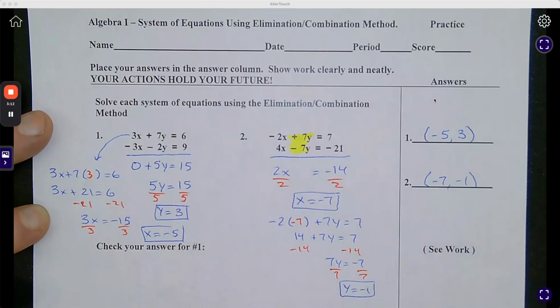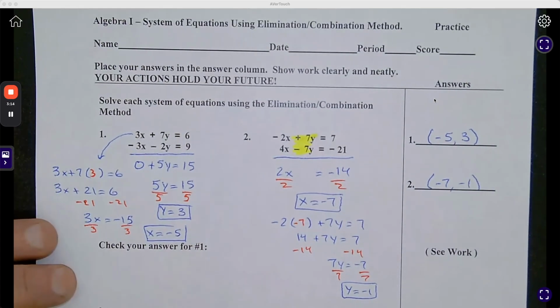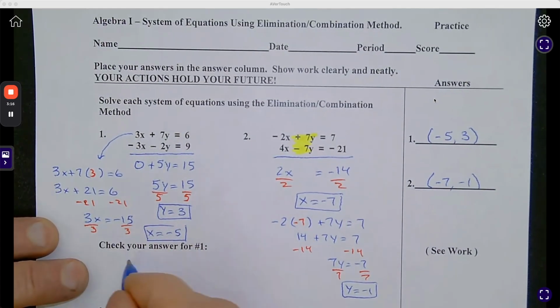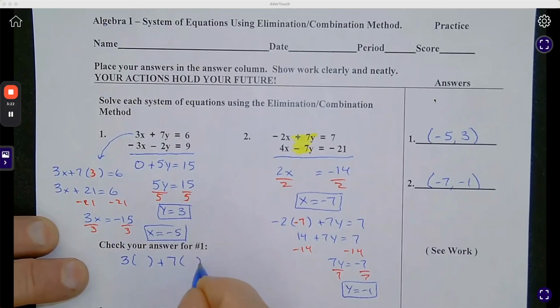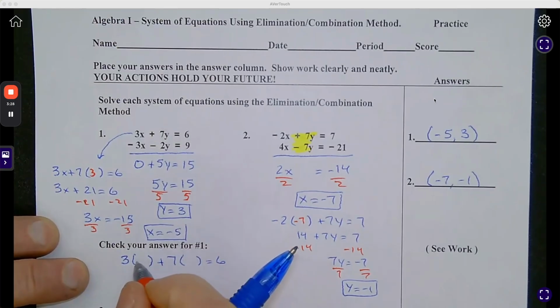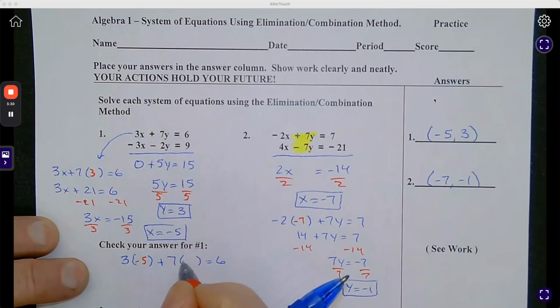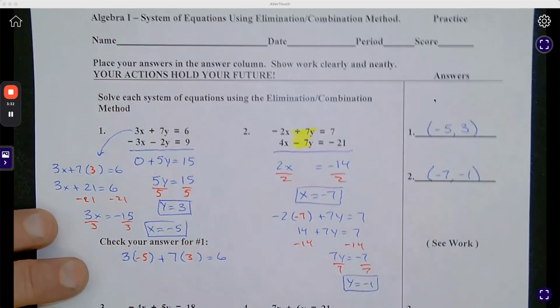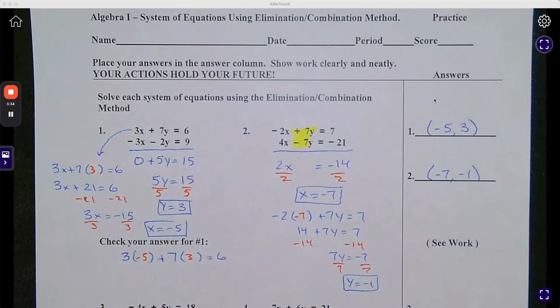Now I believe it's a good idea to check these. So how do you check it? Well, let's go to number 1. I'm going to write 3, put parentheses where there's an x, 7, put parentheses where there's a y, equals 6. Now I'm going to substitute in my x and the y. So x is -5, y is 3. Then I just need to go to my calculator.